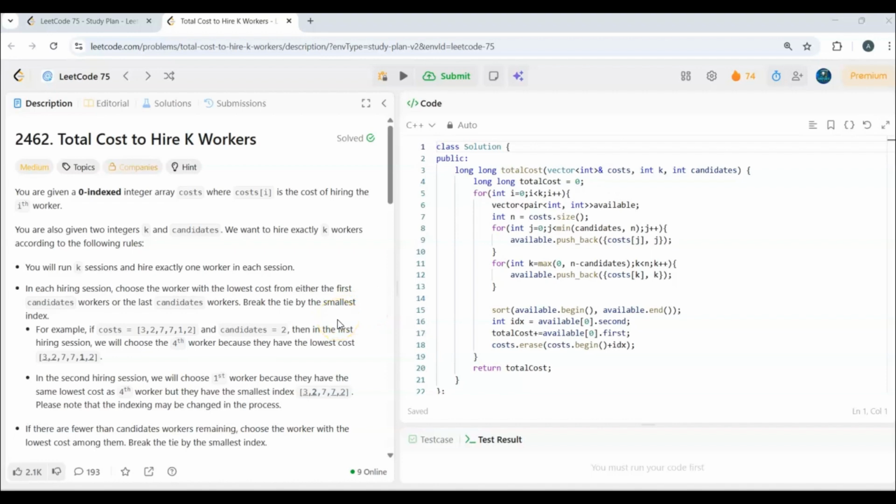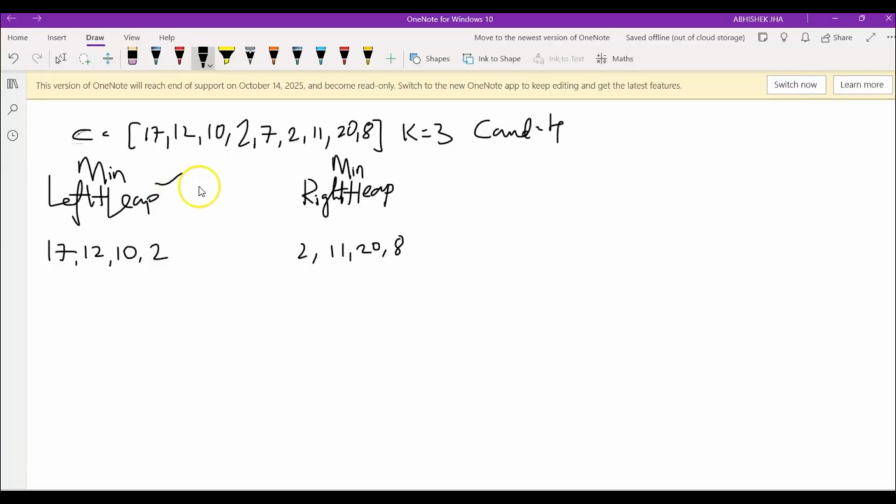So now let's move on to our optimal approach. Here, instead of rebuilding and sorting in every round, we'll use two min heaps to find our minimum value out of both the groups. The idea here is to use two priority queues, that is two min heaps, to store potential candidates. We'll keep two pointers, left starting from the front and right starting from the end, and we'll always pick the smallest cost from the two heaps, and after hiring a worker, we'll push the next available worker from that side into the heap. So let's do a quick dry run to understand how our optimal approach works.